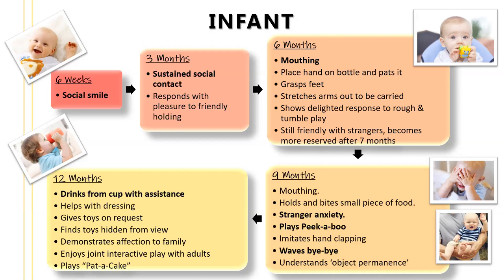Next is 12 months. From 12 months until 2 years old, their reactions are largely dependent on the caregiver. So the caregiver needs to model appropriate social behavior for them to develop. They will start to drink from a cup with two hands and help with dressing. They also demonstrate affection to family and enjoy joint interactive play with adults. The red flag at 12 months is when they do not notice someone new and do not play turn-taking games such as peekaboo.